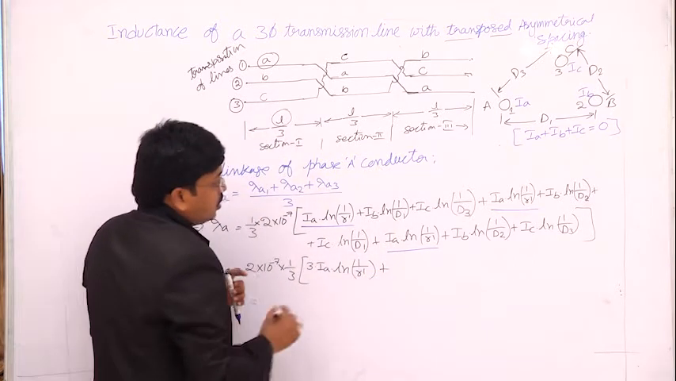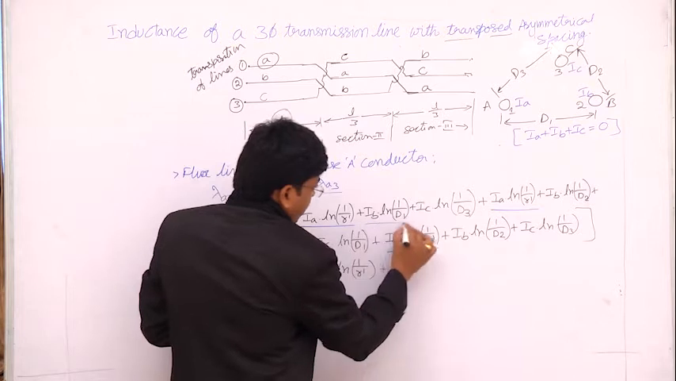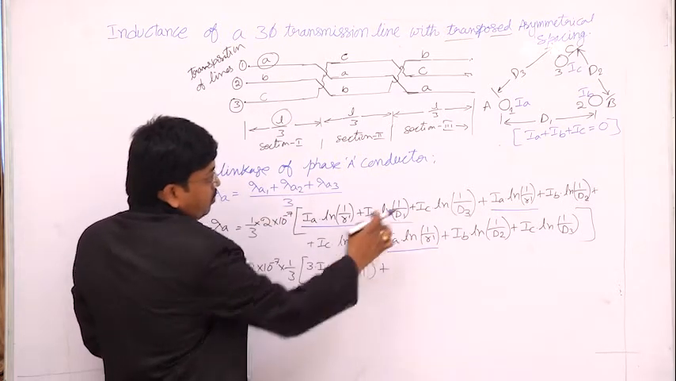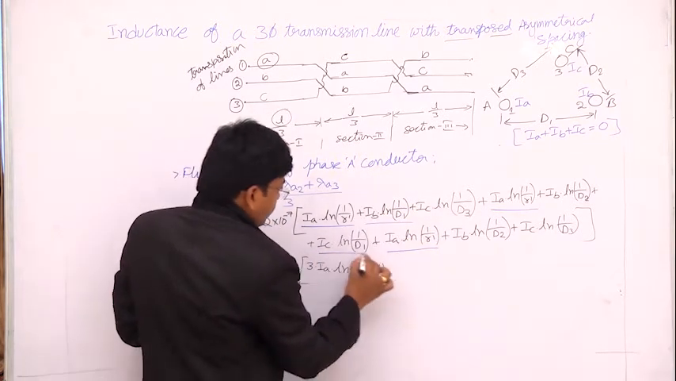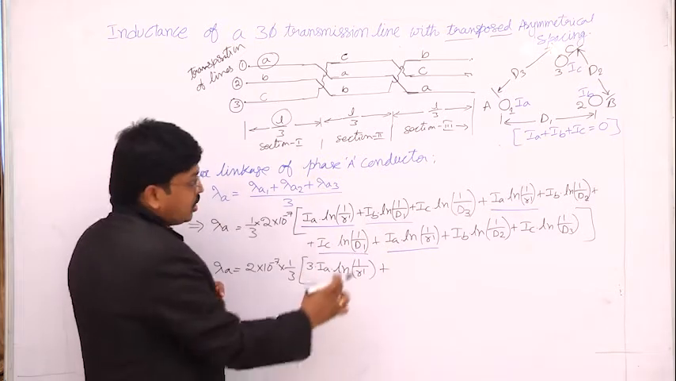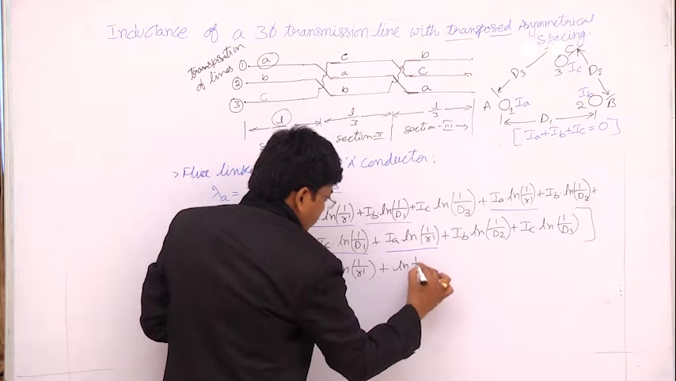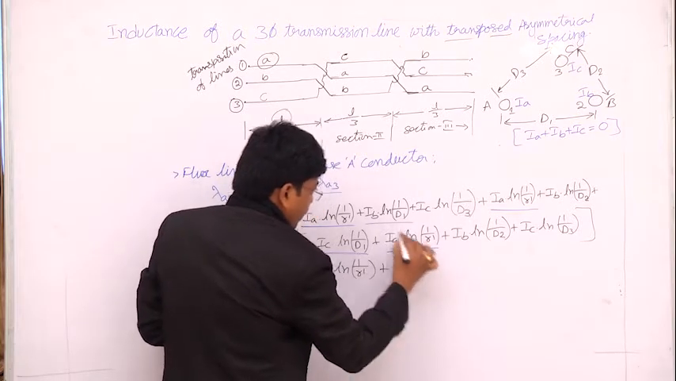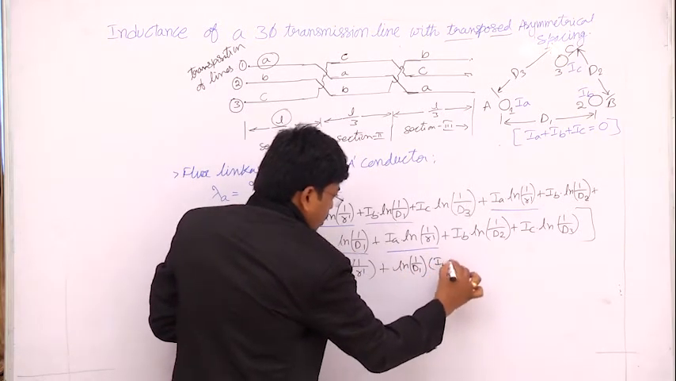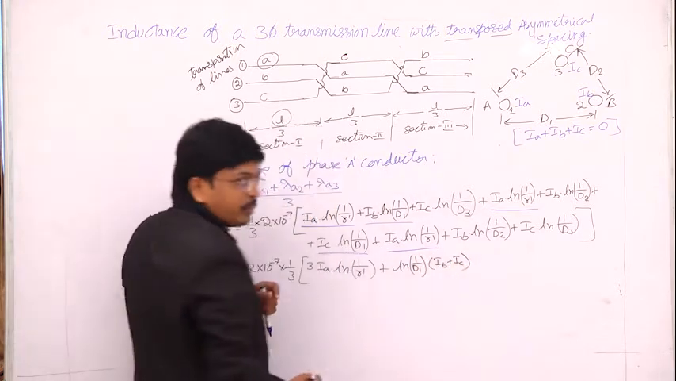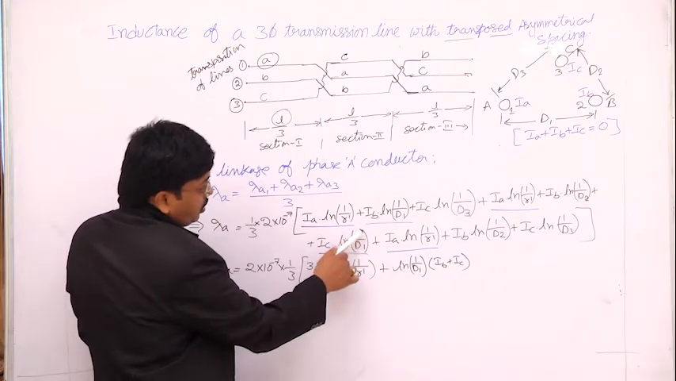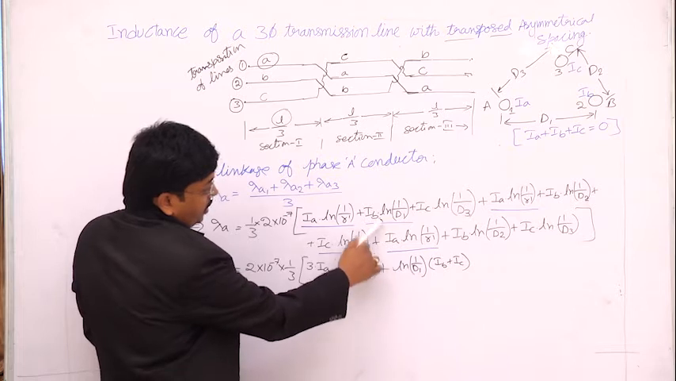Plus, if you observe the next terms, from this term IB into logarithm of 1 by D1, and from this term IC into logarithm of 1 by D1. From these two terms, I have taken logarithm of 1 by D1 as a common factor, and we get IB plus IC. Okay? So the result is IB plus IC.